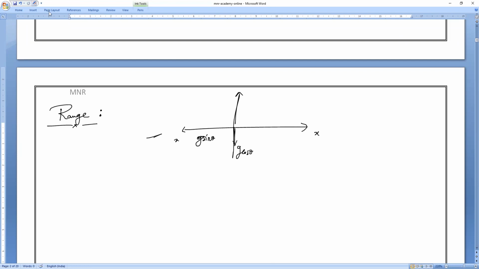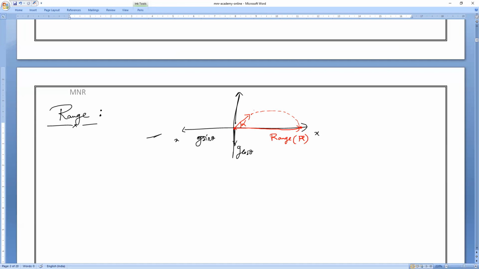Yes, and the body is projected with the alpha angle. So this is alpha. It will go like this and fall on the line. So this is the initial point and this is the final point. From here to here is what we used to call the horizontal range, the range.